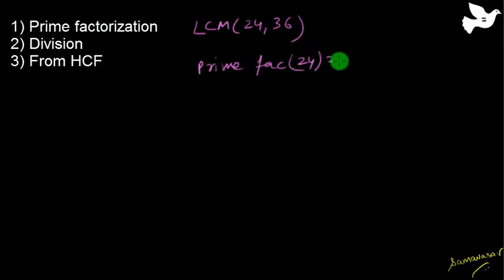24. So I can write down 24 as 2 into 2. I'm only listing down the prime numbers. So it is basically 2. I'll list down all the factors. So 2 into 2, that is 4, into 6, that is this. This is how I can write 24. Similarly, let me list down prime factors of 36. This is 2 into 2 into 3 into 3.